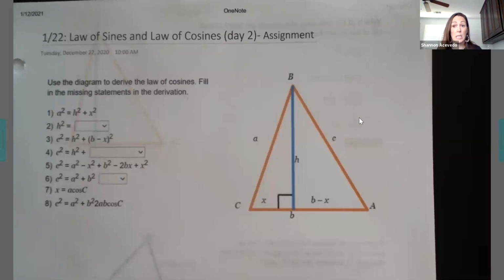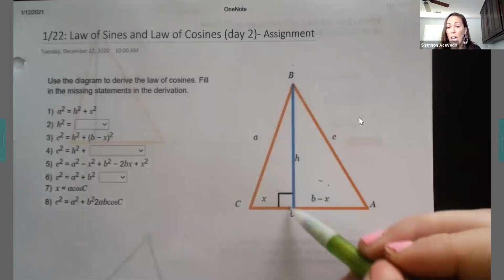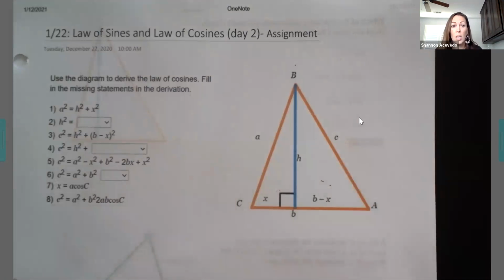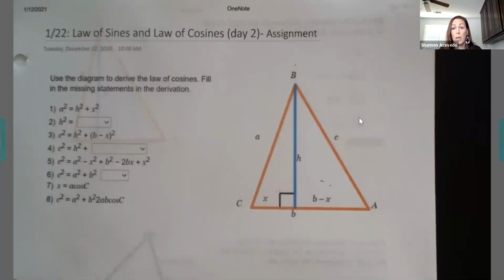We kind of saw something like this yesterday when we went over the instruction portion. And so this idea that we could take this triangle and break it up into 2 separate triangles where they have this common height, the altitude, so it's the height of the triangle. And so they want us to use this diagram to derive the law of cosines. So where did the law of cosines come from? And yesterday when we talked about in the notes, we were actually deriving the law of sines. We used it to help us find the law of sines. Today we're going to focus on the law of cosines.